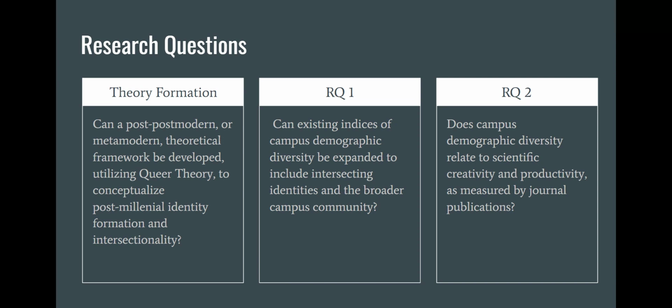Productivity, on the other hand, is measured by just the raw count of the publications an institution has, or researchers affiliated with the institution have, in those top 80 Nature Index journals. So research question 2 will pull from research question 1 to get those diversity indices, but then relate it to these Nature Index variables.